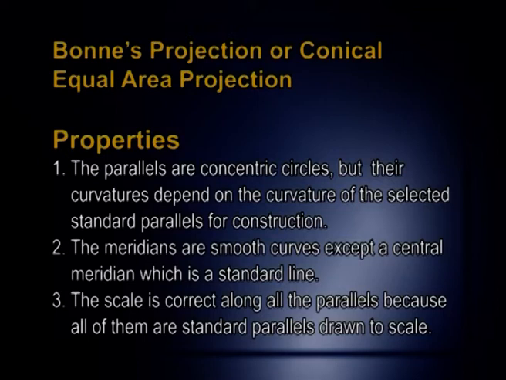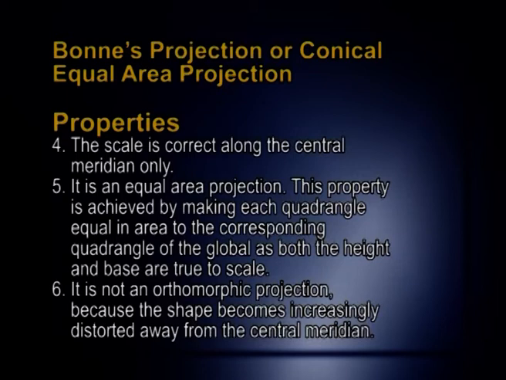The scale is correct along all parallels because all of them are standard parallels drawn to scale. The scale is correct along the central meridian only. It is an equal area projection. This property is achieved by making each graticule equal in area to the corresponding quadrangle on the globe, as both the height and base are true to scale. It is not an orthomorphic projection because the shape becomes increasingly distorted away from the central meridian.